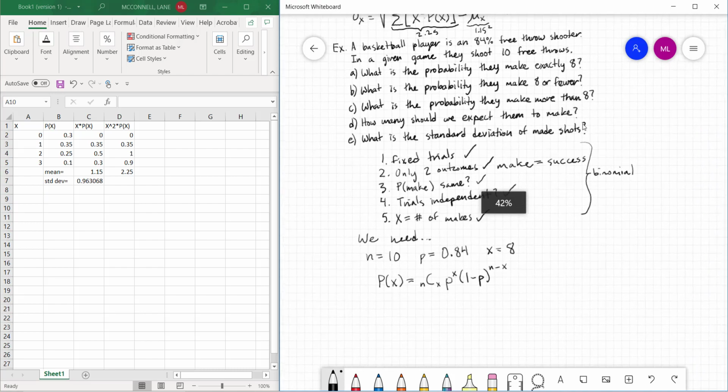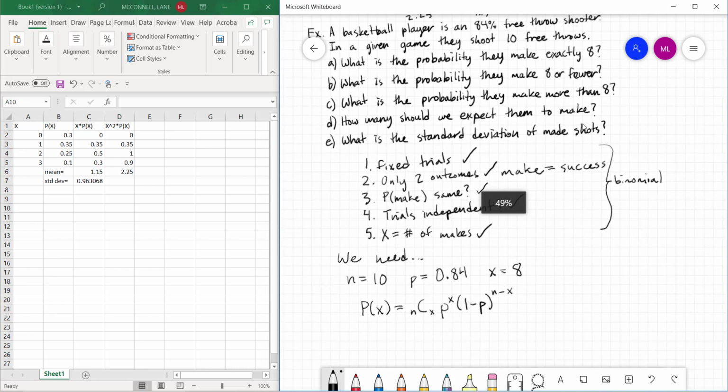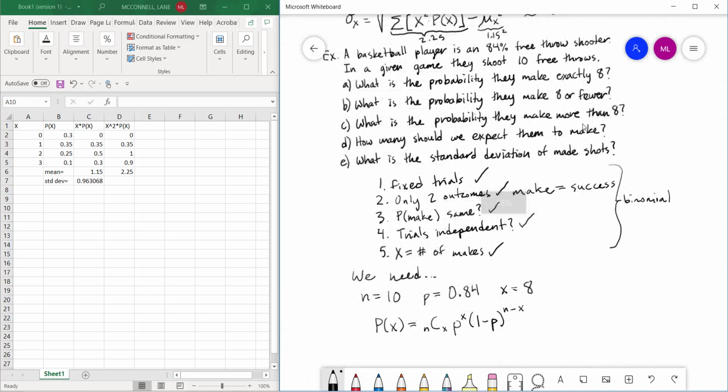So let me zoom out so we can have the whole thing on the screen at once here. Good enough. So I want to know the probability that they make exactly 8 of their shots. If I come over here to Excel, we're going to do part A here, maybe we can do part B here and so on.